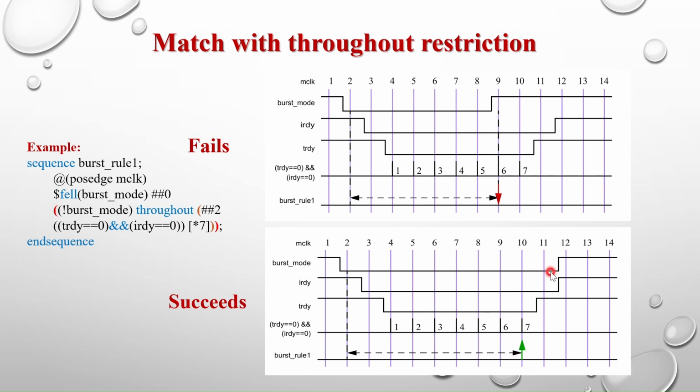And here you can see it is 0 at the 11th clock cycle also. So it's not like it should be 0 for only this interval and next it should go high. It's not like that. It can be high at any time. But the condition is the burst mode should be low for the entire match interval of the sequence. So during this sequence interval, whether this burst mode is 0 or not, that only matters. That's why at the 7th clock tick, this sequence passed. So this is about the throughout example.